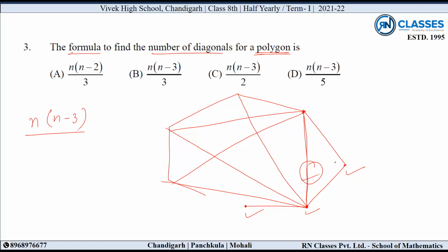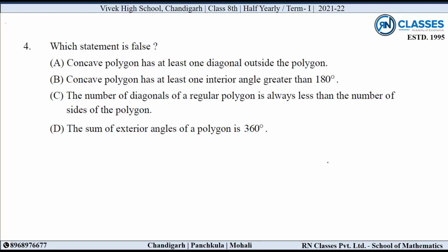So you will be taking it twice, divided by 2. So these are the number of diagonals in an n-sided polygon. So the answer is C part. I've given you a brief explanation also. We have done it in the class. Let's jump on to question number 4.